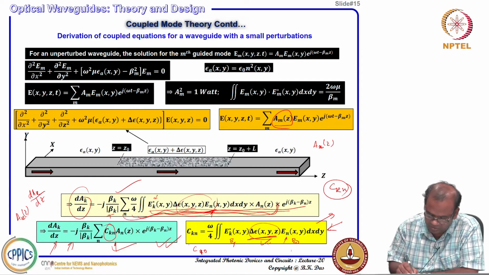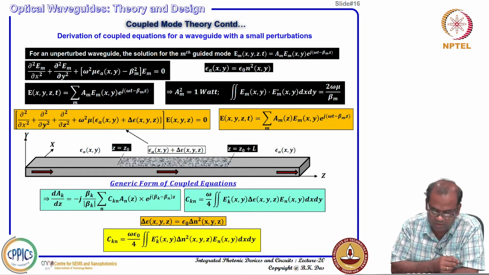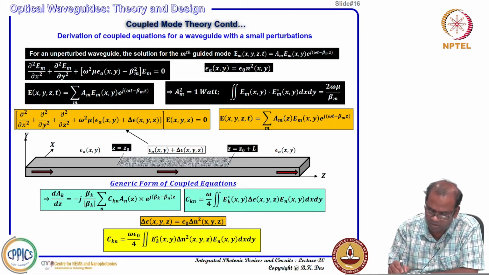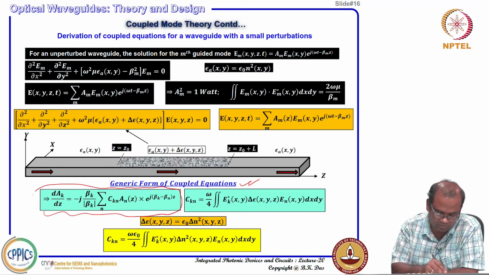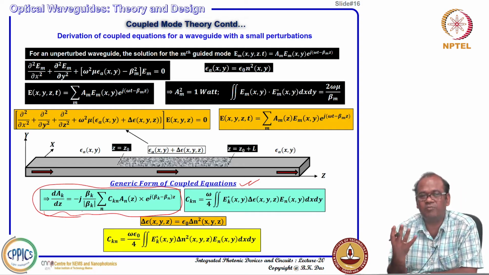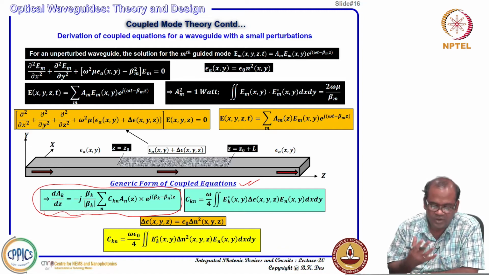Keep in mind that this is the expression you have to always carry forward. Whenever any particular perturbation is known, you will be able to calculate Ckn very easily and put it down here, then you can estimate the evolution of the kth mode. This is called the generic form of the coupled equation. It is very important, it is the base of coupled mode theory. Of course, it is a weakly guided coupled mode equation.